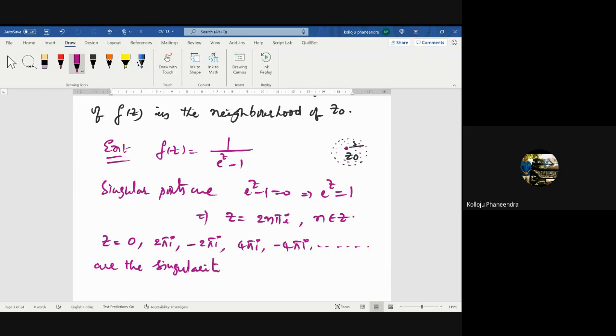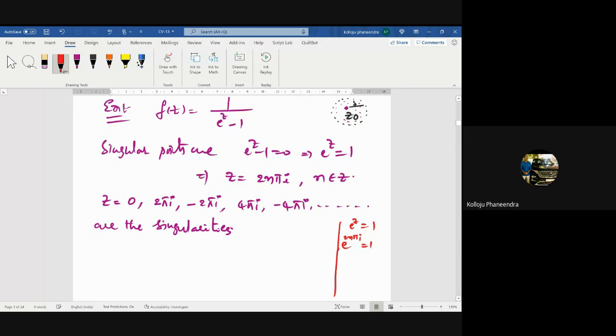Yesterday I told you the concept. e to the power of z equal to 1 means e to the power of 2n pi i equal to 1. e to the power of 2n pi i means cos 2n pi plus i sin 2n pi. What is this value? Cos 2n pi, for even multiples of pi, is 1, and sin is 0. So this value is 1, so this is the solution. These are the singularities. Now observe clearly where these points lie on the coordinate system.